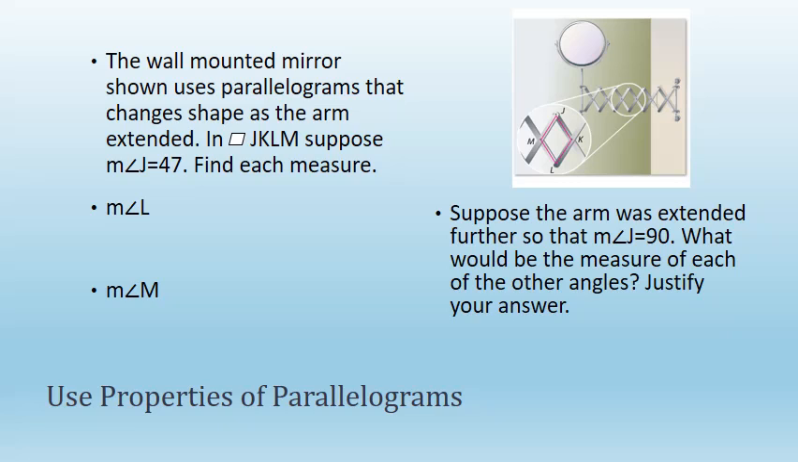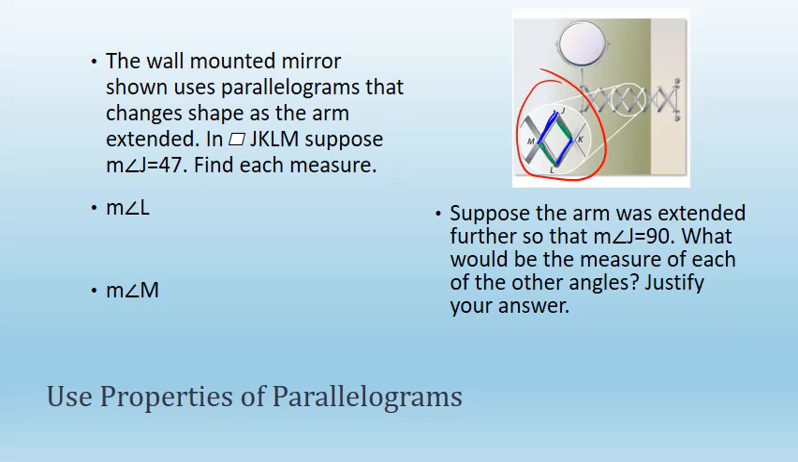So we've got a figure here of an extendable mirror. And let's just take a look at what we've got here. We're looking at this little segment right in here. If I look closely, I can see that segment JK is parallel to ML, and segment JM is parallel to, let's say, KL. So we've got a four-sided figure. Its opposite sides are parallel.